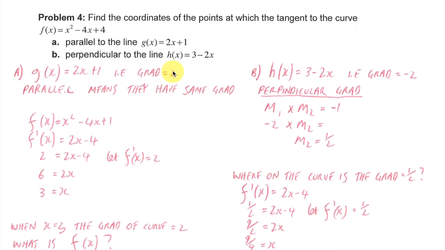A similar approach will be used for b, finding the point on f of x so that we are perpendicular to the line h of x equaling 3 minus 2x. So h of x, it can be seen that the gradient here is equal to negative 2. If we are perpendicular, then we are meeting at right angles, and perpendicular gradients, when multiplied together, equal -1. So one of the gradients is -2. The other gradient must be +1/2.